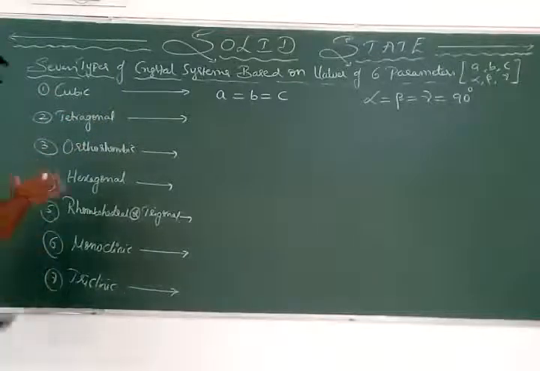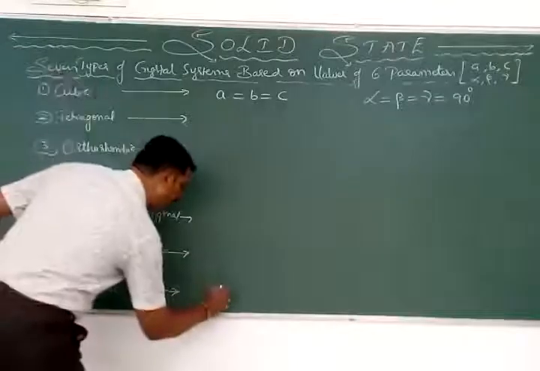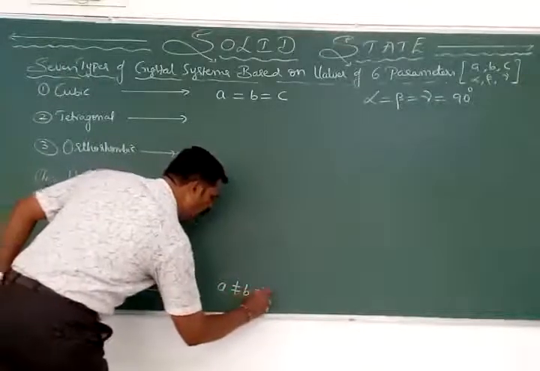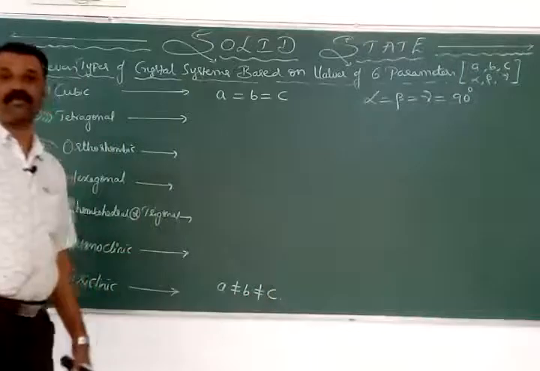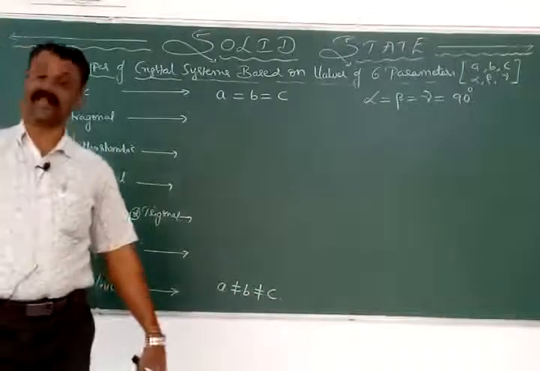Okay? So I will move on directly to the opposite of that. What is the opposite here? A not equal to B not equal to C. Means length is not equal to breadth is not equal to height.